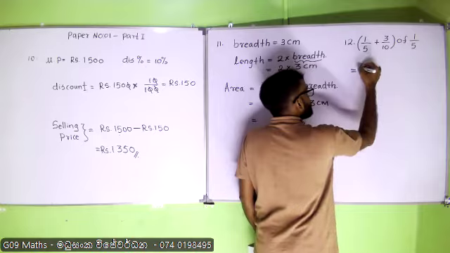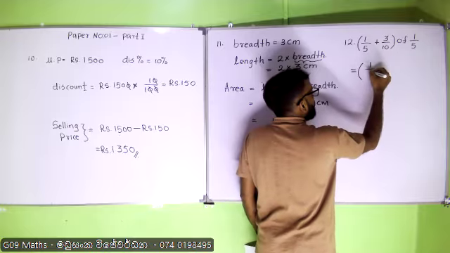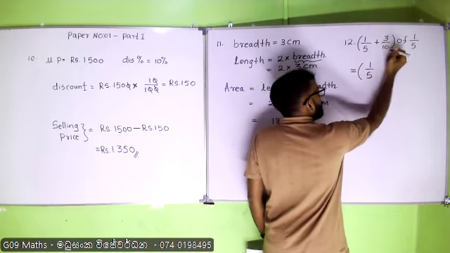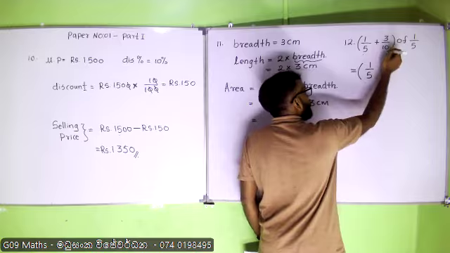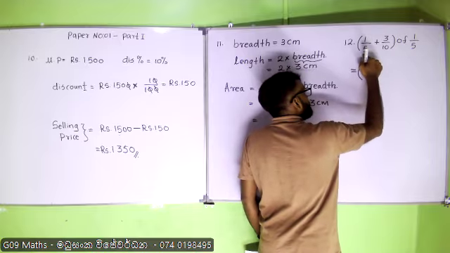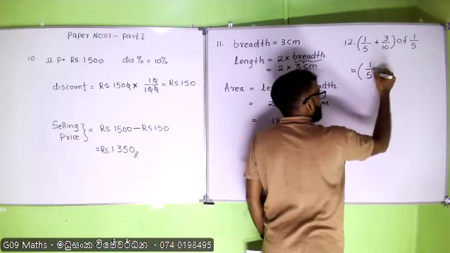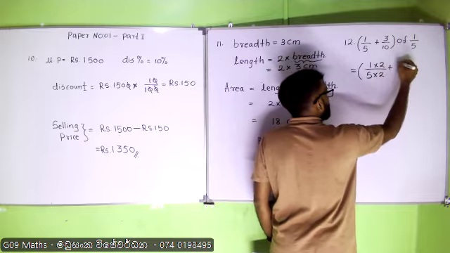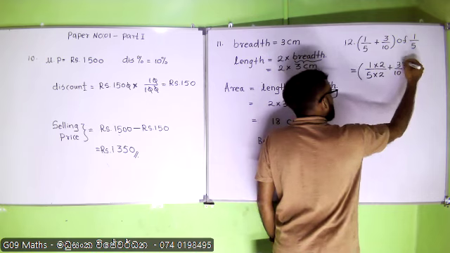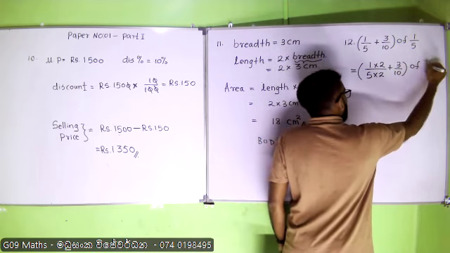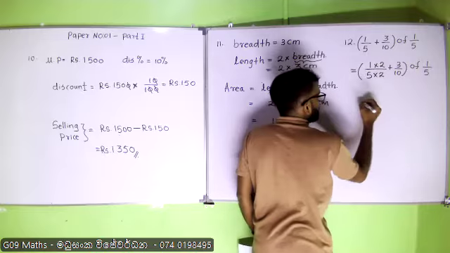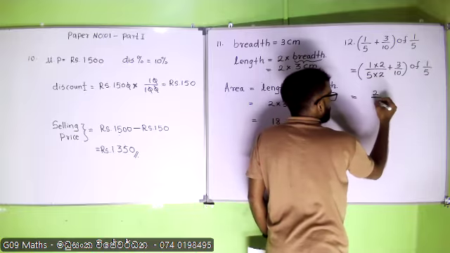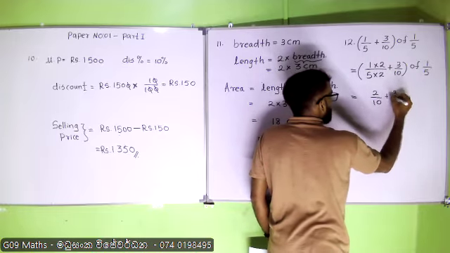So here I have 1 upon 5 and 3 upon 10. Here you have 10, here you have 5. If you want to get the same denominators, you are going to multiply this denominator by 2, and the numerator by 2. 1 times 2, 2. 5 times 2, 10. Plus 3 upon 10. I am not going to touch the of 1 upon 5 part.